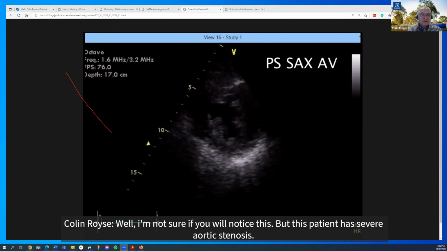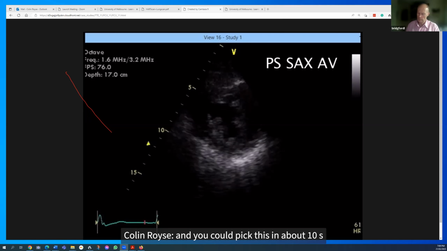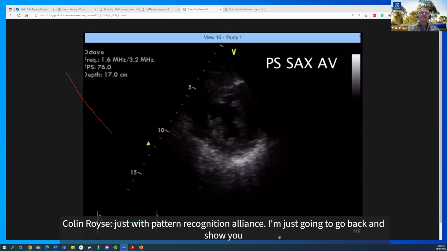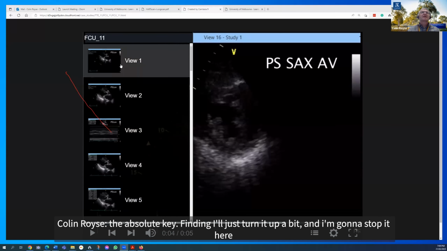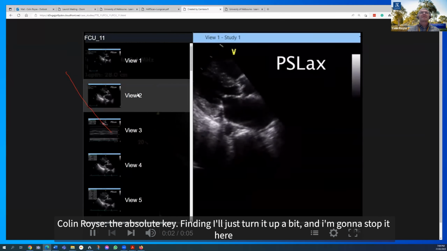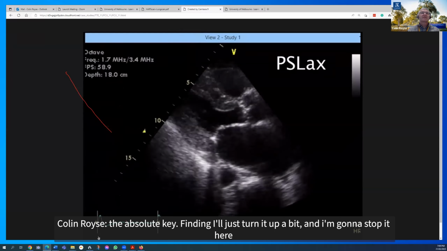Well, I'm not sure if you all noticed it, but this patient has severe aortic stenosis. And you could pick this in about 10 seconds just with pattern recognition alone. So I'm just going to go back and show you the absolute key finding. And I'll just zoom it up a bit, and I'm going to stop it here.